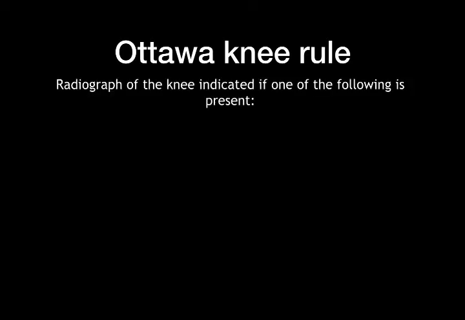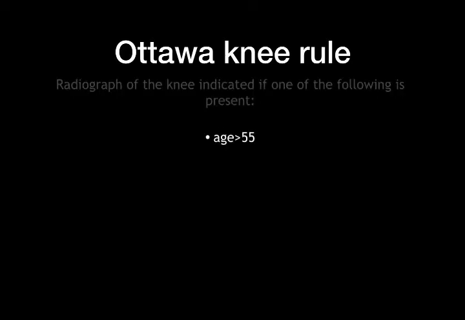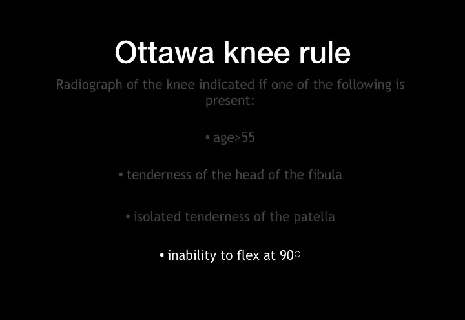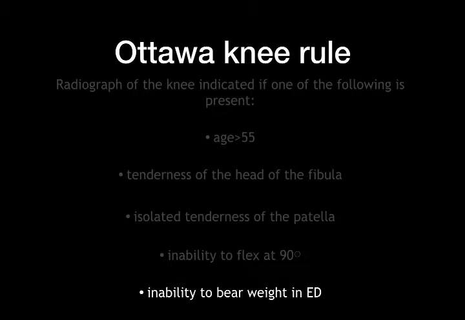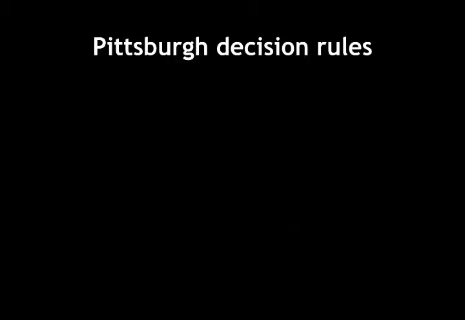There have been propositions of various rules for prescription of knee radiographs. Out of them, the Ottawa Knee Rule and Pittsburgh Decision Rule are the very famous ones. The Ottawa Knee Rule suggests having an X-ray done only if one of the following is present: age more than 55 years, tenderness at the head of fibula, isolated tenderness of the patella, inability to flex to 90 degrees, and inability to bear weight in the emergency department.